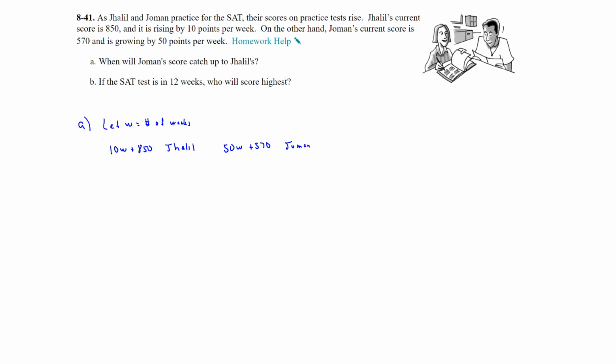And when will Joman's score catch up? So if we set these 2 expressions equal to each other, we will find when their values will be the same, when their scores will be the same. So we subtract 10W, that'll give us 40W, subtract 570, and that will give us 280. Divide by 40, and W is equal to 7. So there are 7 weeks before they will have the same scores.